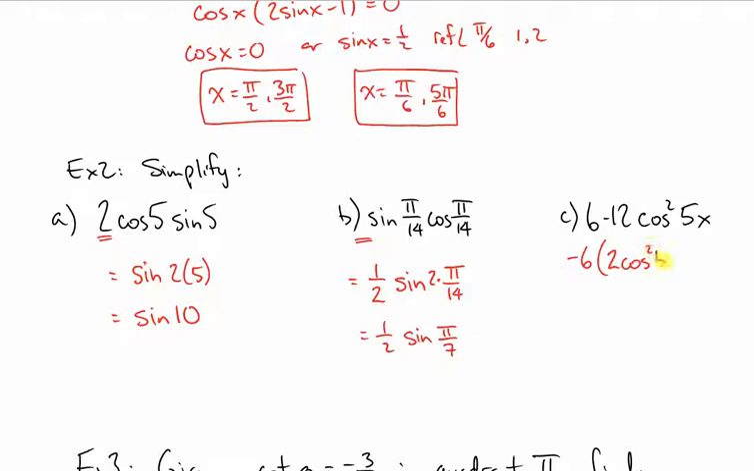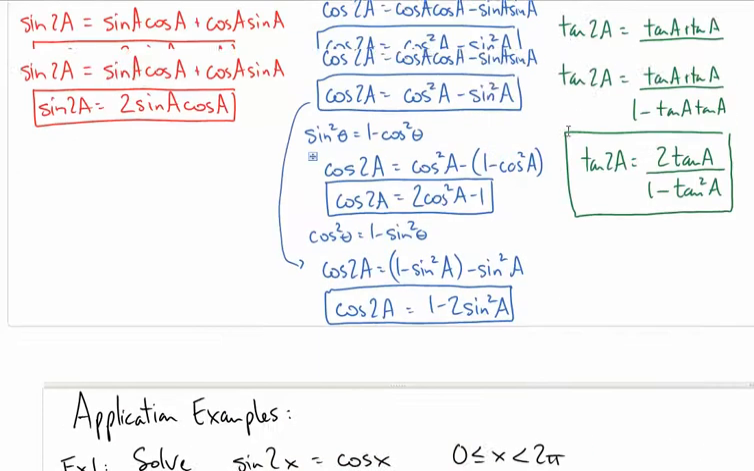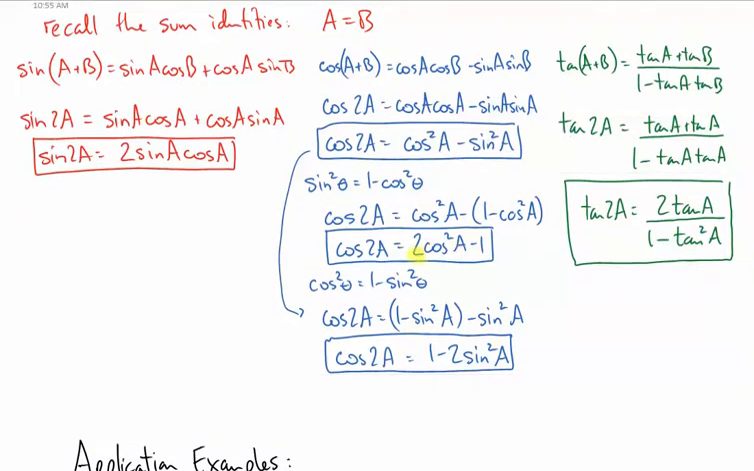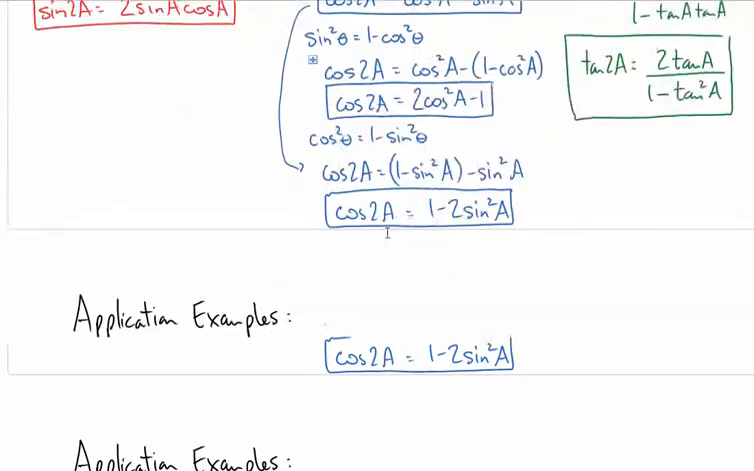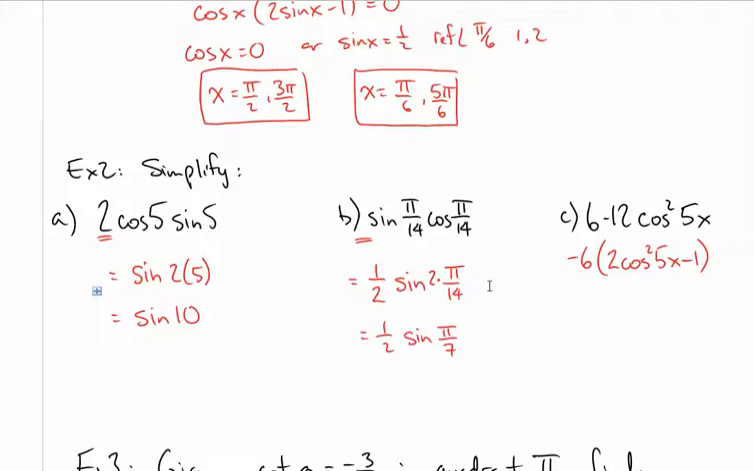2 cos squared 5x minus 1. Now, when we see 2 cos squared minus 1, that's one of the forms of the cosine double angle identity. Let's look back and see. There we are. 2 cos squared of angle minus 1. So we're going to write cos of twice the angle. The angle's 5x, so we're going to write the cos of 10x.